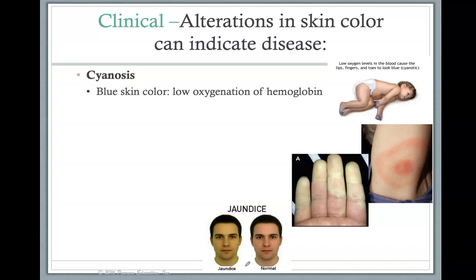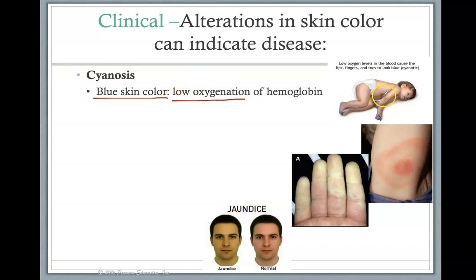Other alterations in skin color that you should know about for their clinical aspects. Cyanosis is just this bluish coloration that we get. It's temporary, so we call it cyanosis or cyanotic skin. This is when hemoglobin doesn't have enough oxygen, and because it doesn't have that red coloration, oftentimes you'll start to see the skin in those areas actually look blue. That's because the hemoglobin's literally not carrying enough oxygen.